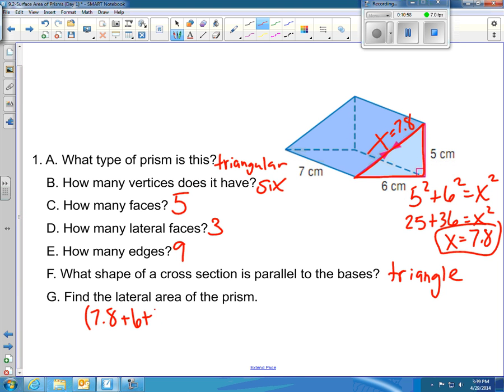So I'm going to go ahead and add up all those side lengths. 7.8 plus 6 plus 5. And I'm going to times that by the height. The height is, now don't go based off the height of the shape being whatever it's standing up on. Always go, it's perpendicular to the base. So we've used 7.8, 5, and 6. That's in our perimeter. So that means our 7 is going to be our height. So 7.8 plus 6 plus 5 times by 7, and our lateral area is 131.6 centimeters squared.